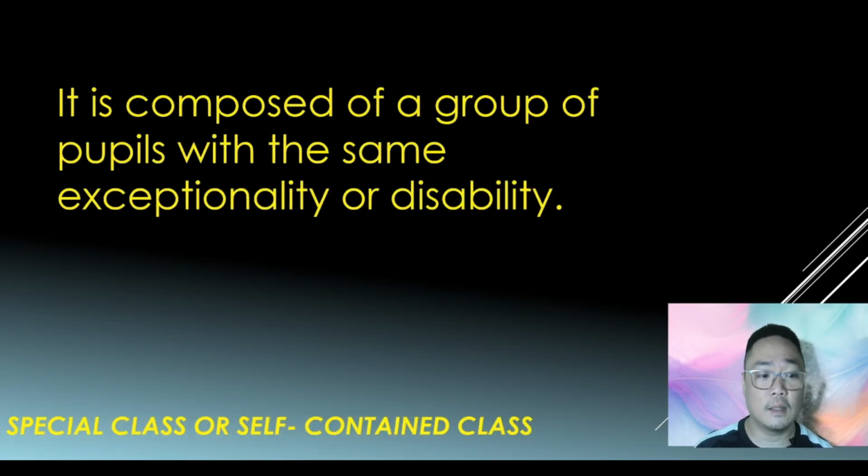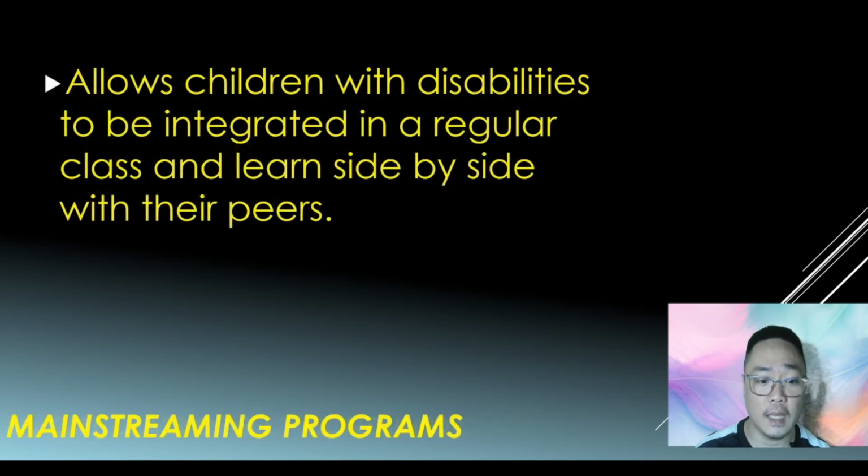Now, meron tayong tinatawag na special class or tinatawag nating self-contained class. It is composed of a group of pupils with the same exceptional or disability. Right? So, kanina, sabi natin merong SPED center. Ngayon, we have the special class. Pag sinabi natin special class, the students here have the same exceptionality or disability. So, kung visually impaired lang, puro visually impaired. Kung may autism, autism lang. Kung may ADHD, puro ADHD lang yung mga estudyante. So, pare-pareho sila ng kinikater. We call it as the special class or self-contained class.